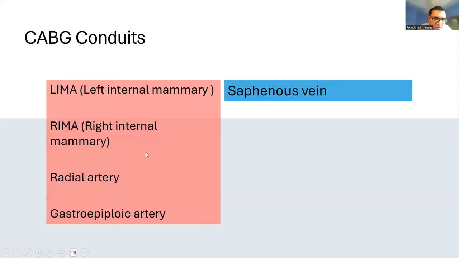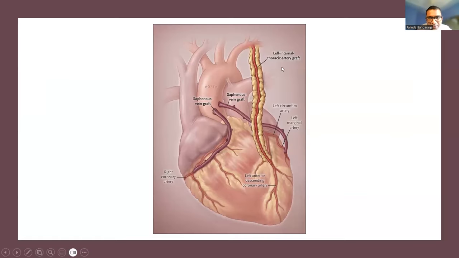Arterial conduits are almost always preferred over venous conduits, but options like the gastroepiploic artery are not very popular, because you have to dissect into the abdominal cavity and revascularize the stomach. The good old saphenous vein is always there at our disposal for the rest of the conduits that we need. So this is what we do with the left internal mammary. It is harvested with its surrounding tissues and anastomosed to the LAD, and the rest of the grafts will be anastomosed just distal to the blocks, and the proximal end, the top end, will be anastomosed to the aorta.